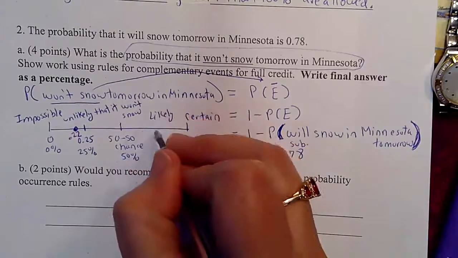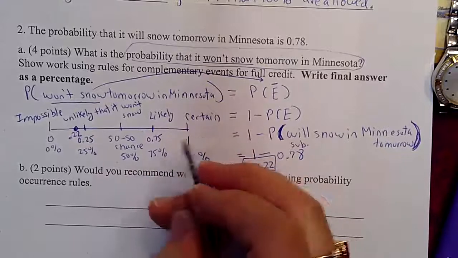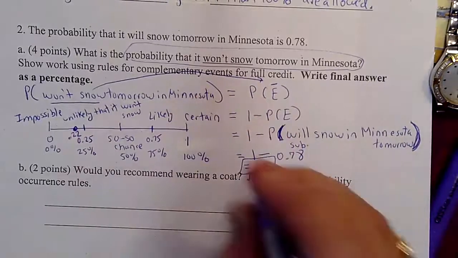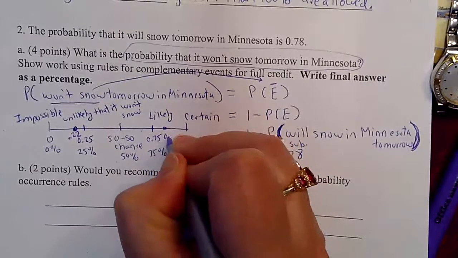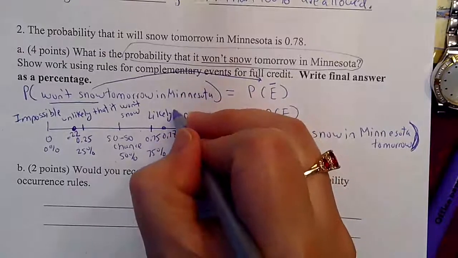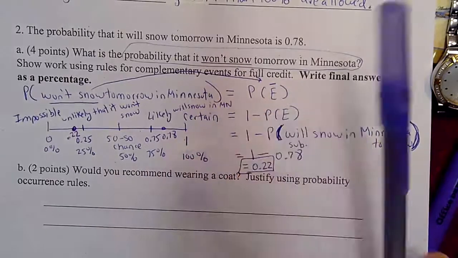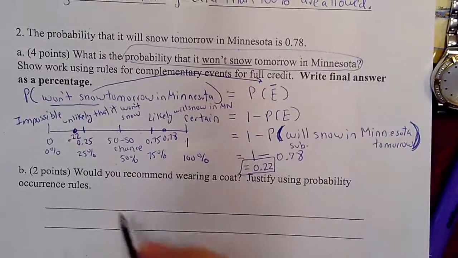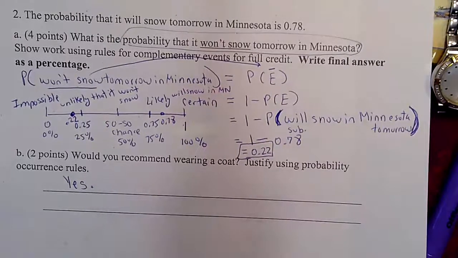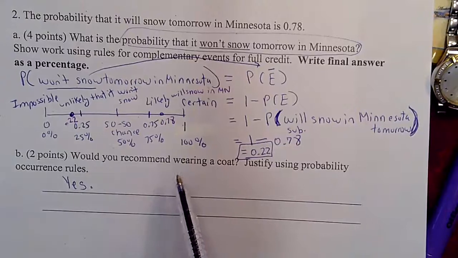So this is about 0.75, right? 75%. And the other number is 0.78, which should be about right here. So this one is likely what? Likely that it will snow in Minnesota. Okay. So then, yeah, we want to wear a coat. So we say yes. And then when you argue it, you can speak to either percent. You actually know both percentages, right? Or decimals, 0.22 and 0.78, or you can make them percents, but you know about both of them.